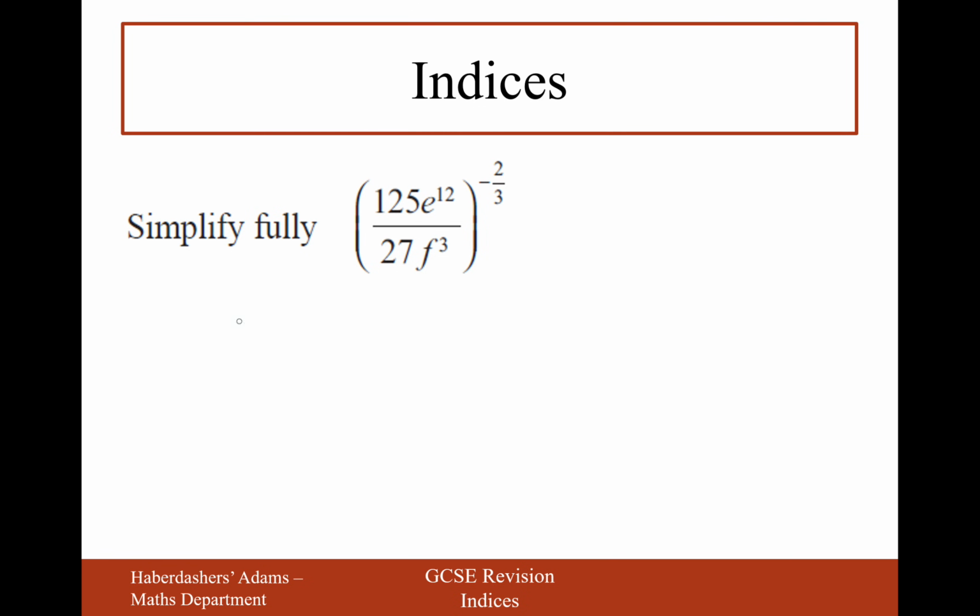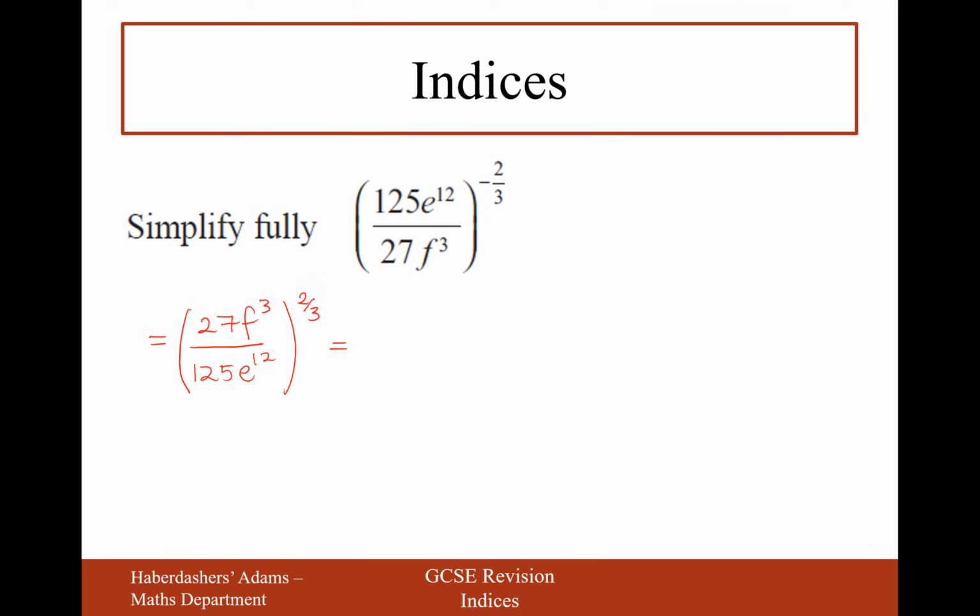Right then, this one's quite a difficult one here, so I'm going to break this down into 3 different stages. So the first stage is going to be dealing with the negative part of this indices. So that means the fraction is going to flip upside down. So it's 27f cubed over 125e to the 12. Then it's going to be 2 thirds.